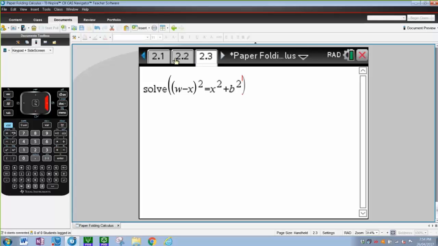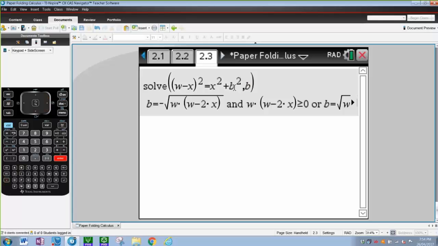Before, we were in problem 1. When we are in different problems, the variables are not linked to other problems. They're separate like that. So I'm going to solve that for B, and we get a very similar sort of scenario happening. The only difference is we don't see 21, we see W.